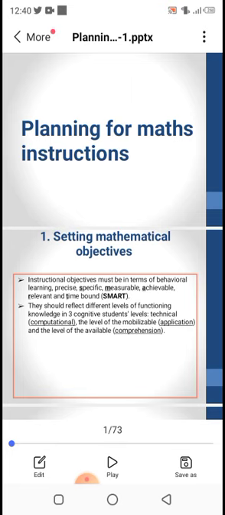Okay, today our module is planning for mathematics instruction. We will see many things in this module, such as how to prepare instructional objectives for math and many others. Let's start on planning for maths instruction, as you see on your screen.